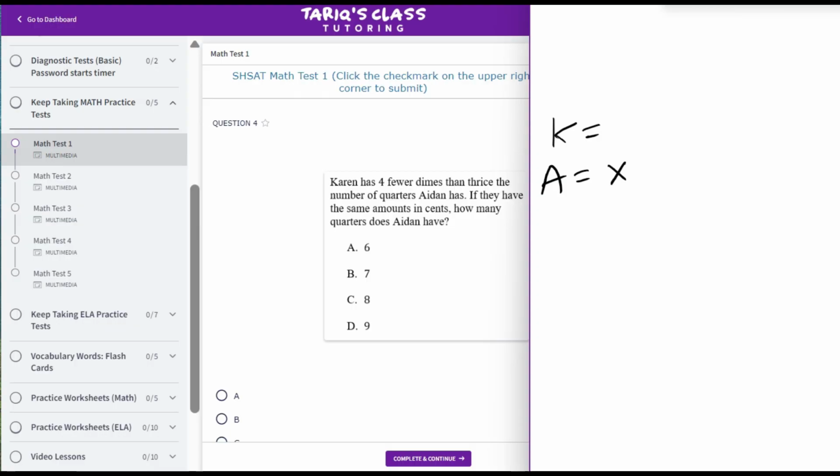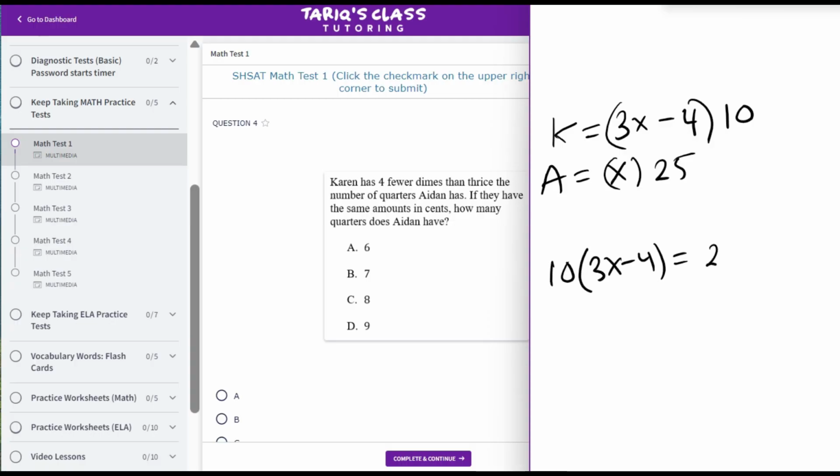So 3 times the quarter is 3x and 4 fewer. So 3x minus 4, that's what Karen has, but Karen has only dimes. So they have the same amount. Each dime is worth 10 cents and each quarter is worth 25 cents. So we're just going to multiply by their value, and they said they will have the same amount. So 10 times the number of dimes is equal to 25 times the x.